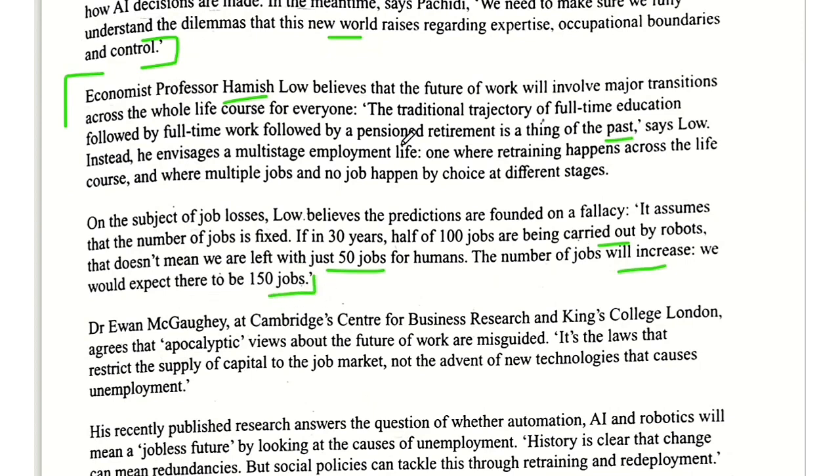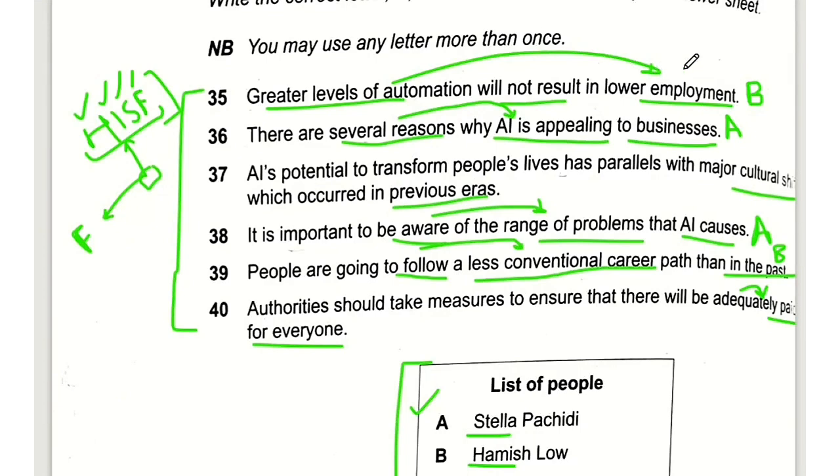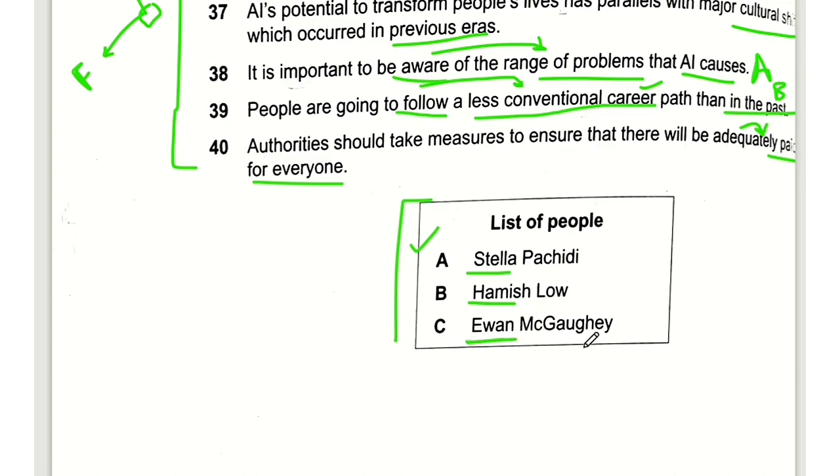And here you can also see that he says that the traditional trajectory of full-time education followed by full-time work followed by retirement is a thing of the past. State employment life, one where retaining happiness across the life goes and where multiple jobs and no job happen by choice at different stages. You can see these two statements. The answer is B for the employment and the career. The answer is B. We're looking at the next person, that is Ivan.